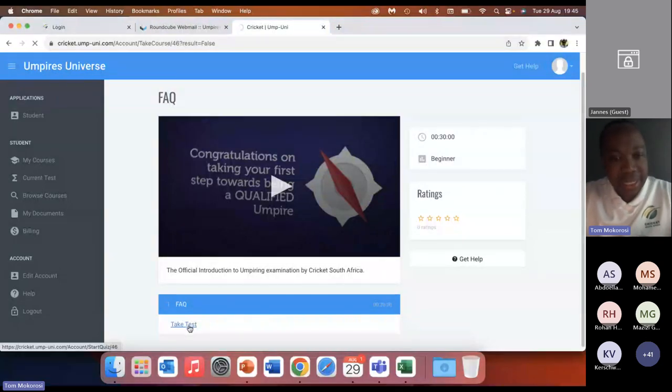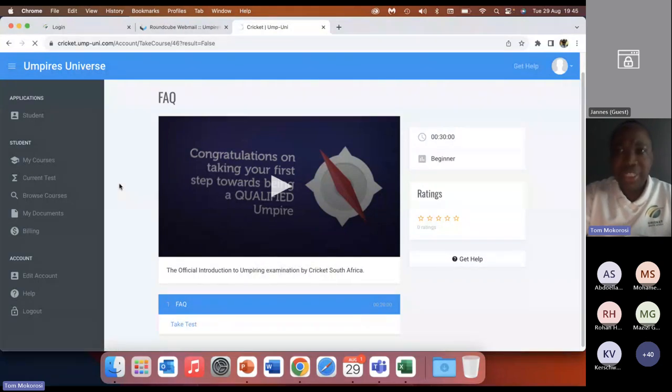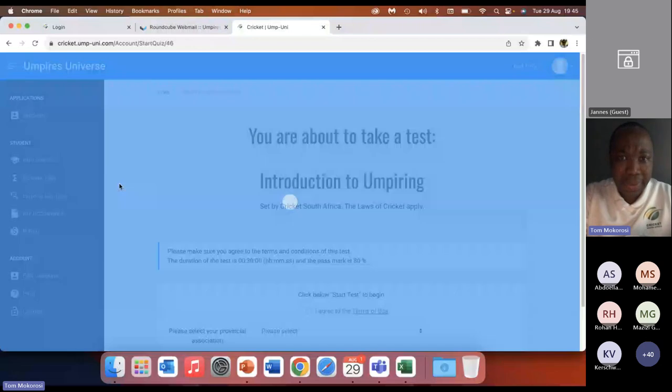And again, these questions are not exactly what you're going to get in your level one exam, but they are similar. So this will give you an idea of the level of difficulty and also the wording of the exams. So a good practice for us to get used to before next week, Monday.